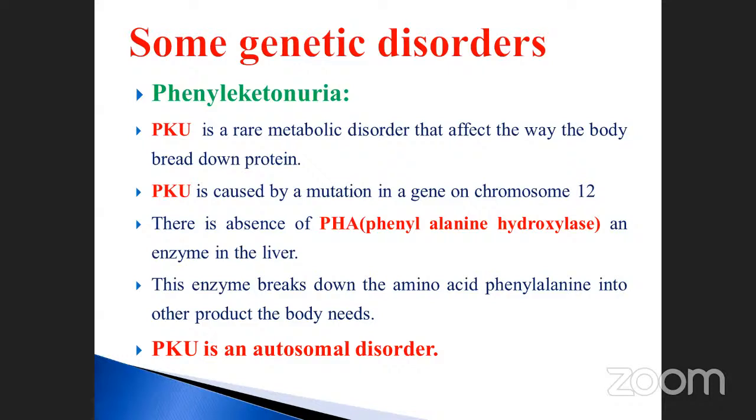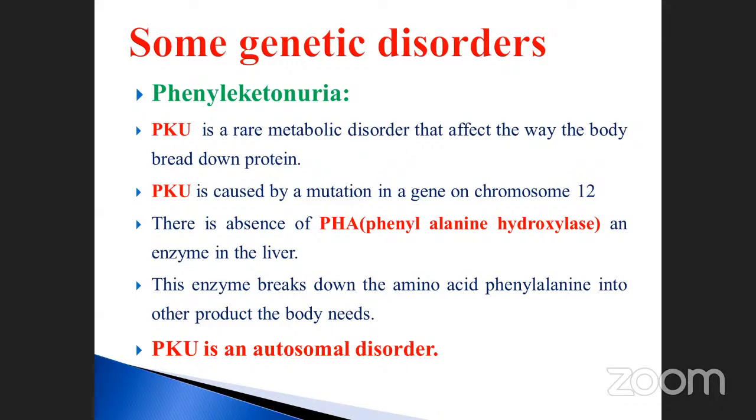Some genetic disorders we already studied. So what is the first one? Phenylketonuria. Phenylketonuria is nothing but a disorder of protein breakdown. Already you know about it. So which chromosome is responsible for this one? The 12th chromosome. The absence of the enzyme called phenylalanine hydroxylase.